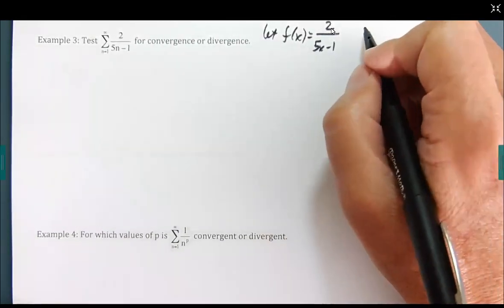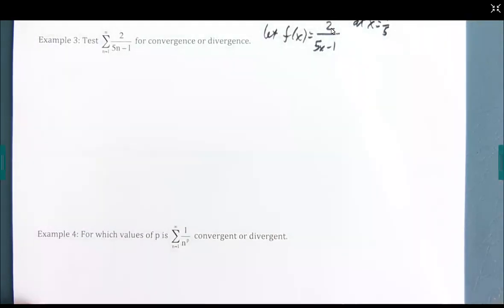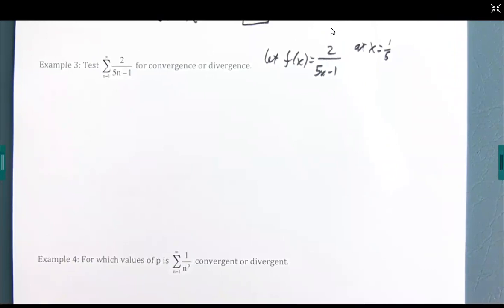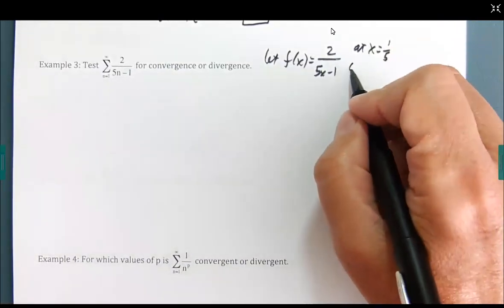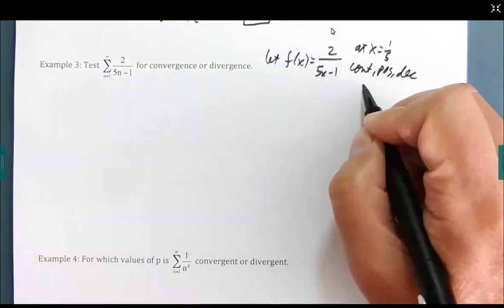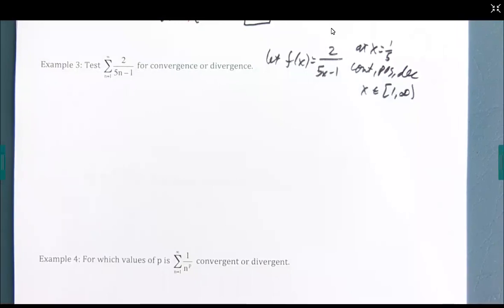Now, I want to point out at x equals 1/5, we have a problem. But because we're starting at 1, we're okay. We're good to go. So it is continuous, positive, and decreasing for x from 1 to infinity. We need to check that each time. That's important.